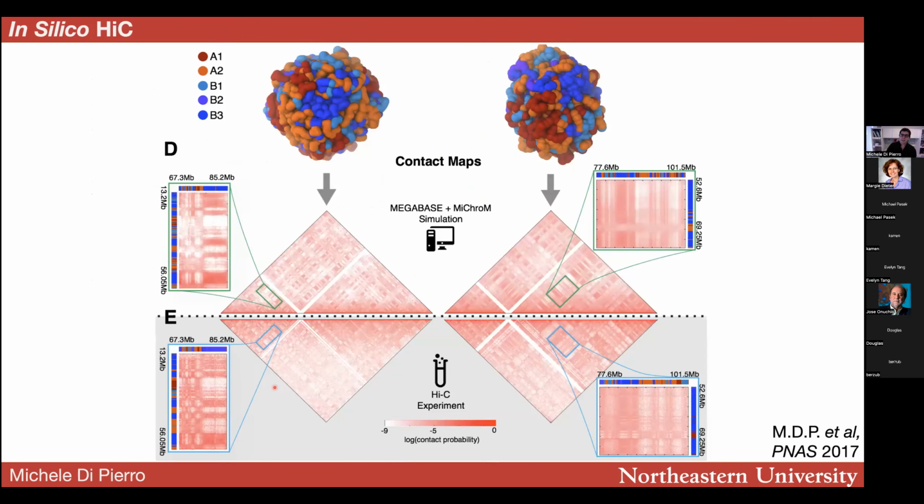And then we can create in silico Hi-C, and then we can compare that Hi-C with the experimental Hi-C, and we can validate our work. And the bottom line is that the simulated, the predicted structural ensembles are very, very similar to the experimental ensembles. Here you can see the patterns of compartmentalization reproduced by the simulations are here on top, and the experiments are on bottom.